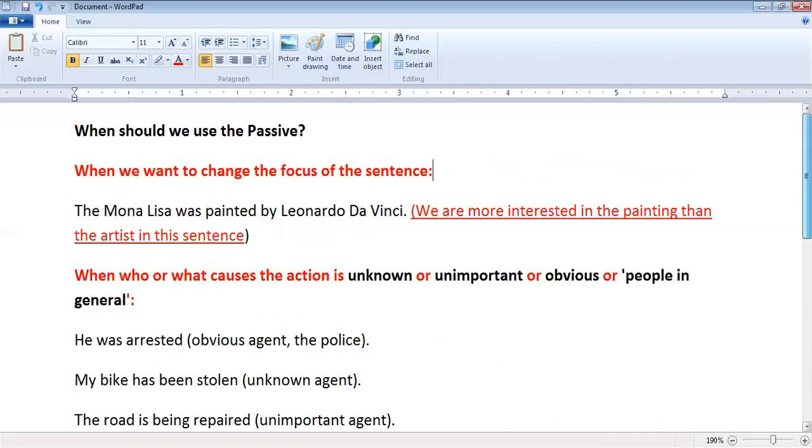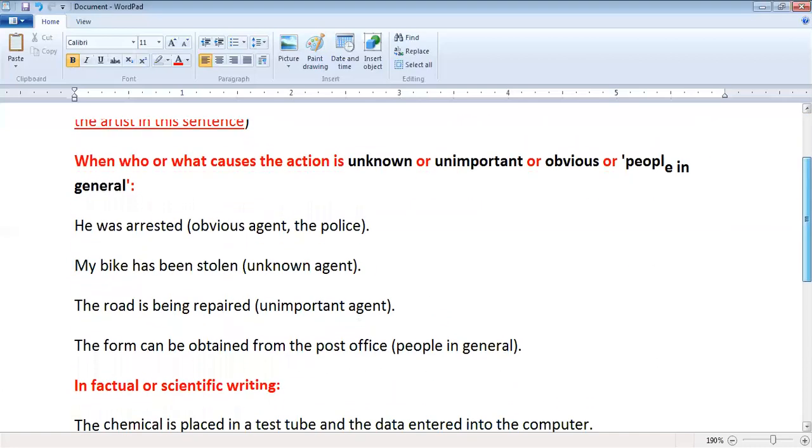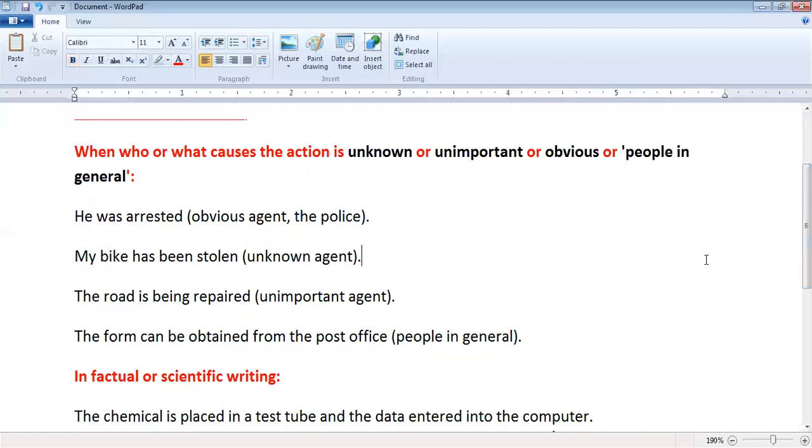Number two, when the performer of the action is not important. Not important means that you don't care who is performing the action. For example, the road is being repaired. When you say the road is being repaired, in this sentence, the labor who is repairing the road is not important. I will not say that a lot of labor from Pakistan has repaired the road. It's not important, right? The road is important. The labor who is actually repairing the road is not important, but the action itself is important. When the performer of the action, the subject, is not important and the object is important, we use passive voice.